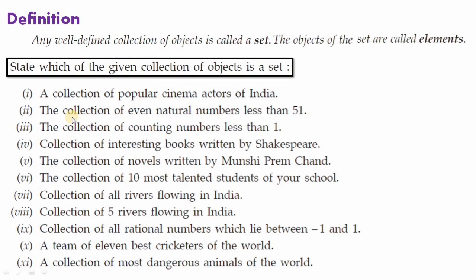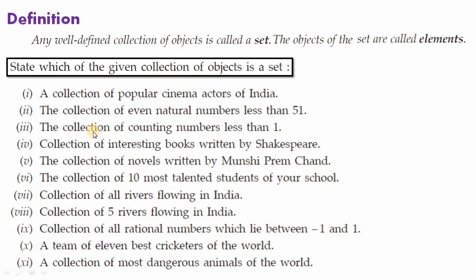Number 2, the collection of even natural numbers less than 51. Now if I ask you what are the even natural numbers less than 51, you will start with 2 and end up with 50, isn't it? So from 2 to 50, however many numbers come, they are even natural numbers which are less than 51. So for you that collection is the same, and for me also that collection is the same. Such a collection is called a well-defined collection. So that's why this becomes your set.